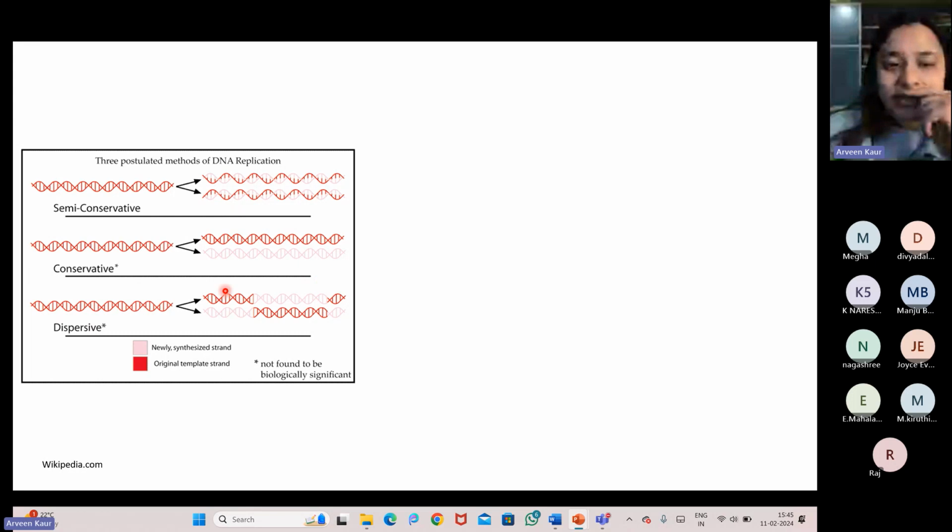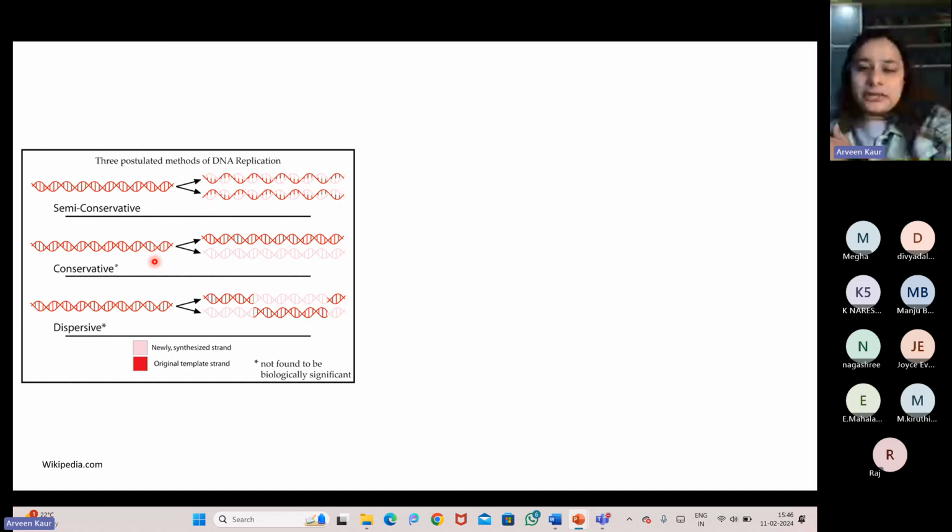Then there was one theory which said that there was a conservative kind of DNA replication that could occur, right? What would this mean? That during replication, these two strands would separate, right? They would act as template for two new strands, but at the end of replication, the two original parent strands would come and bind together, and the two newly synthesized strands would go and bind together, right?